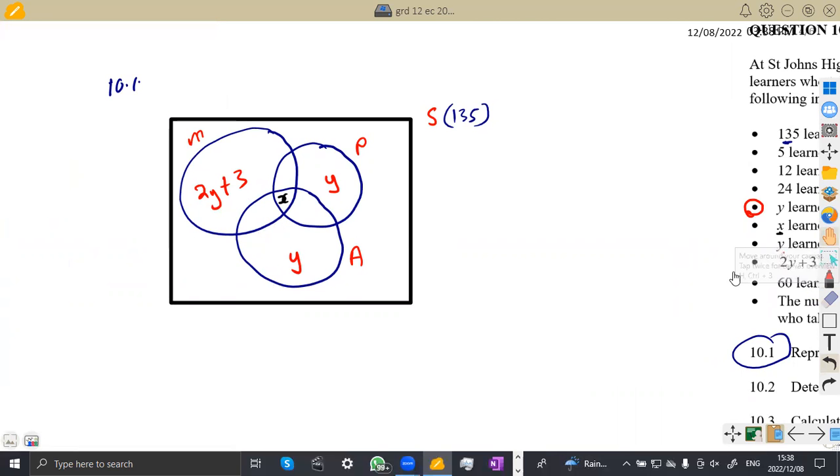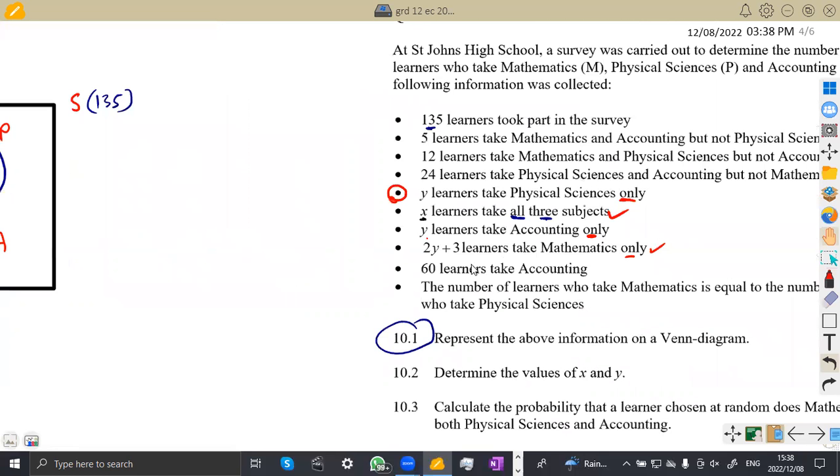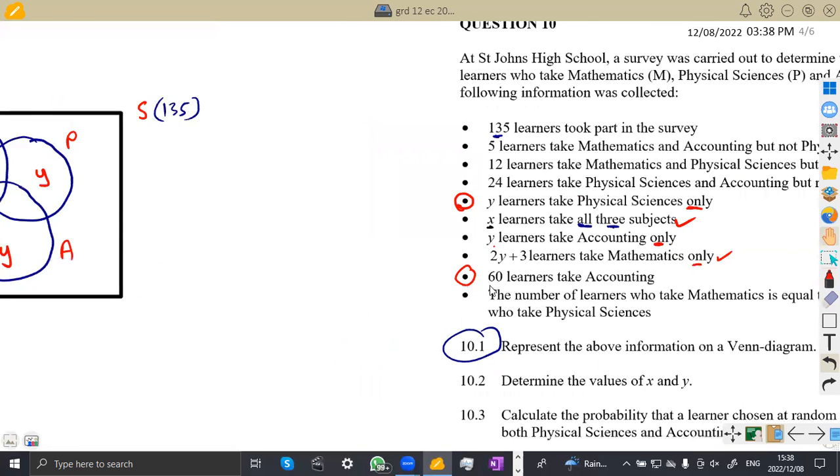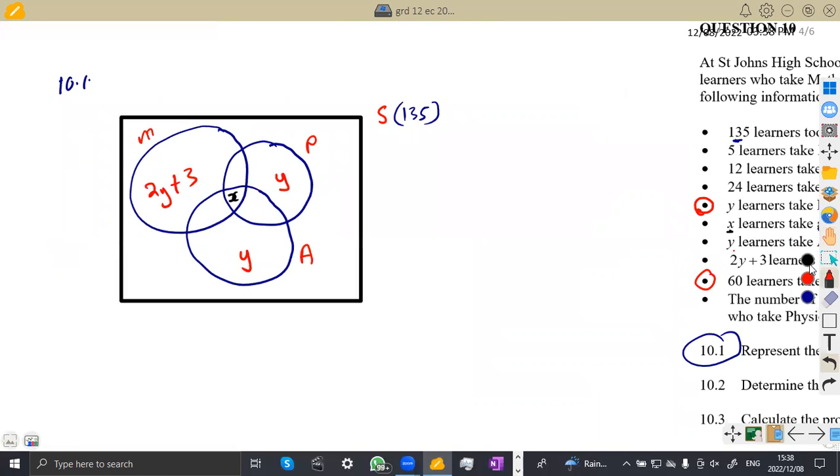Then let's move on to the other part that is left out. We are given that 60 learners take accounting. We do not know where exactly they are. All those who are taking accounting here are 60, so just leave it like that. We are going to focus on it later on.